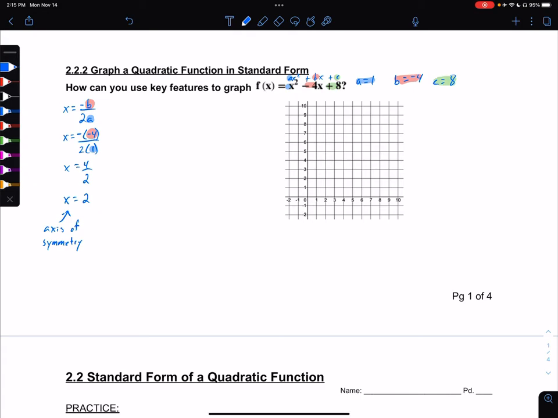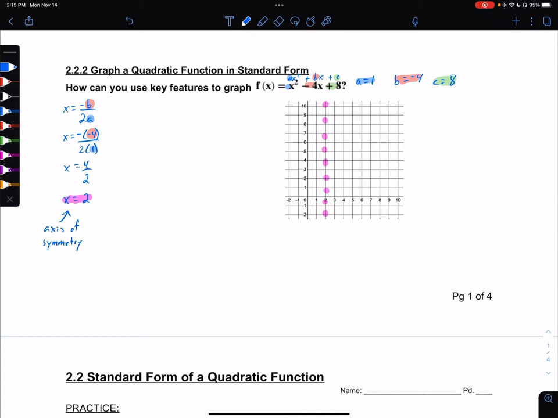So what we want to do with this x equals 2 is plot the axis of symmetry. We're going to go where x equals 2 and put a dotted line right along there. I'm going to change the color so it's a little more visible. So we'll say x is equal to 2. We've now found the axis of symmetry, and that'll become pretty useful in a couple steps from now.